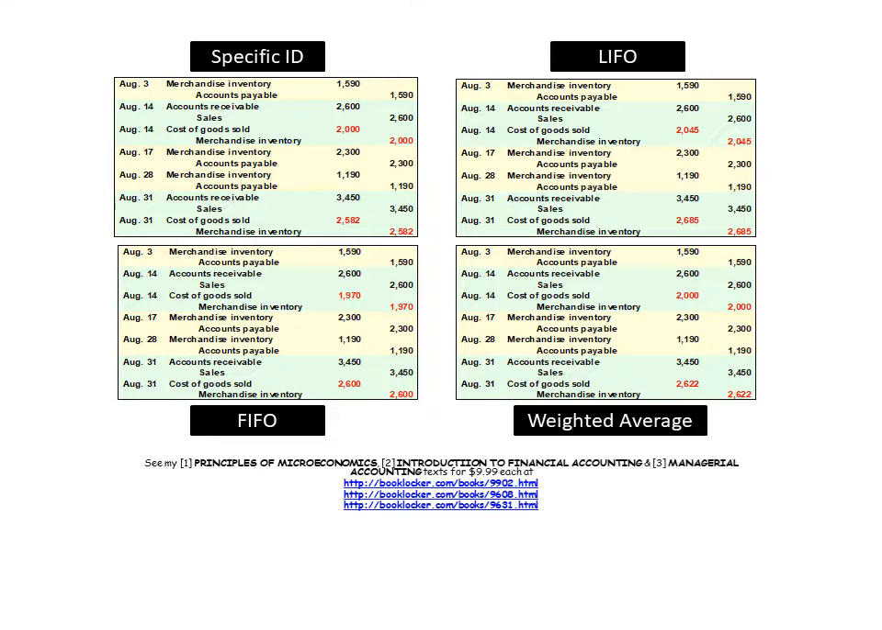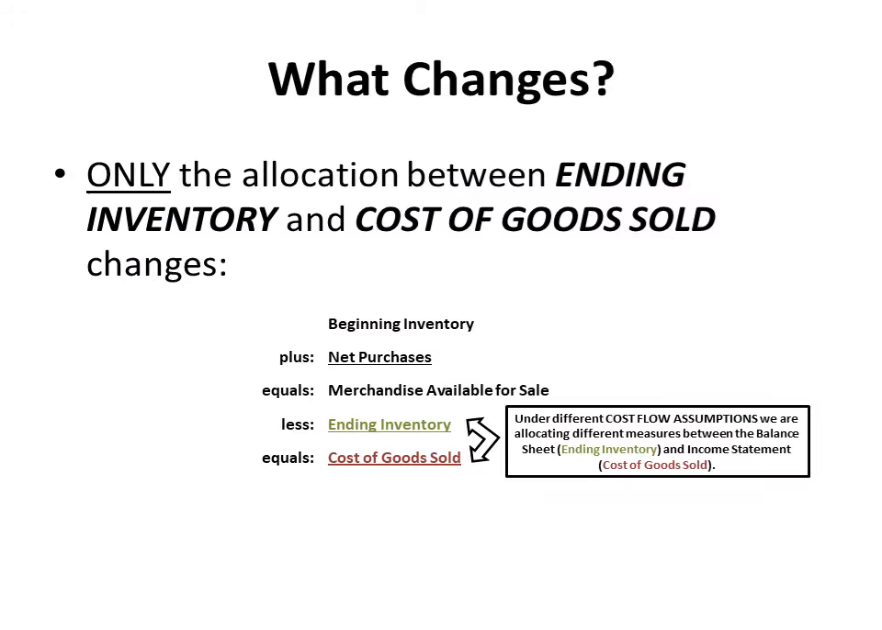And the items that change always involve two accounts. One is an income statement account, cost of goods sold, and the other is a balance sheet account, inventory in the assets section, merchandise inventory. That's the only thing that changes under the four different cost flow assumptions. I'm going to go to the next slide.